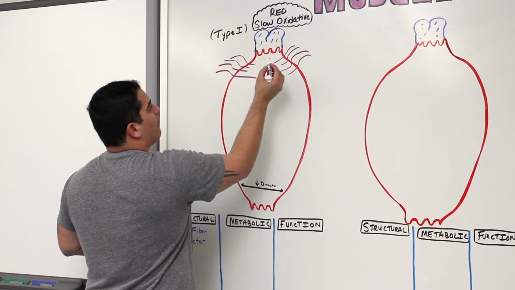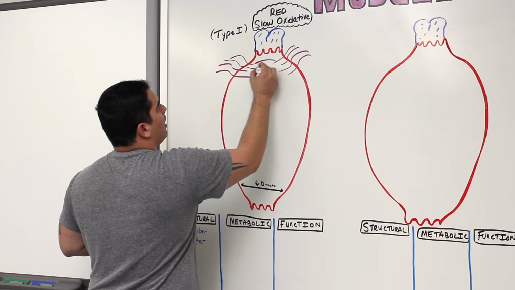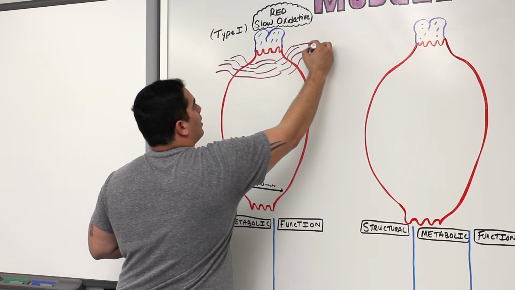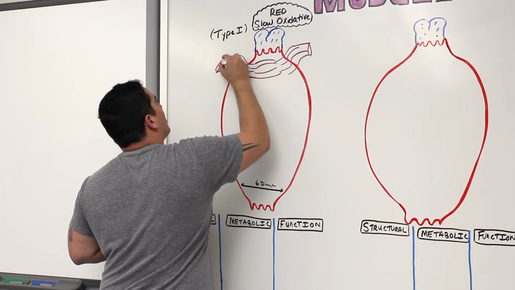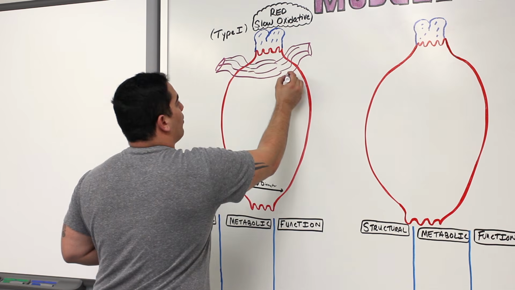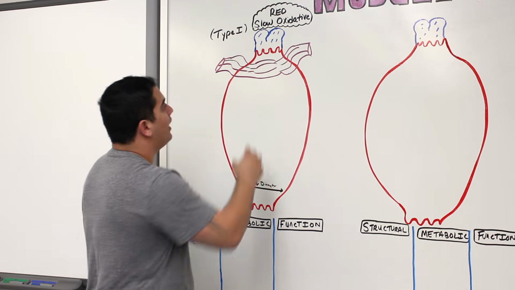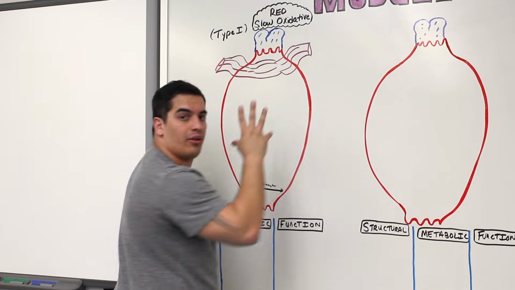If this has a large amount of capillary supply, then what does that mean for its actual color? That means that its color is going to be a nice bright red. Why is it going to be a nice bright red? The reason why it's going to be a nice bright red is because it's carrying blood through there, right?